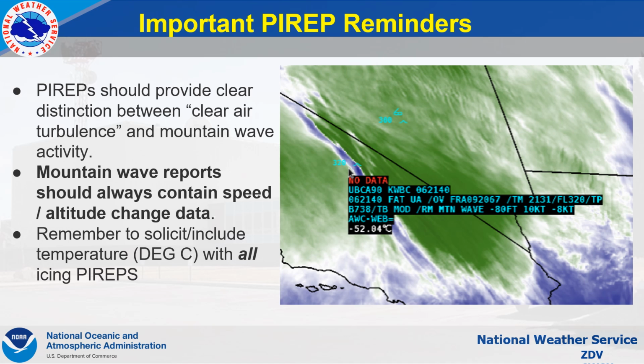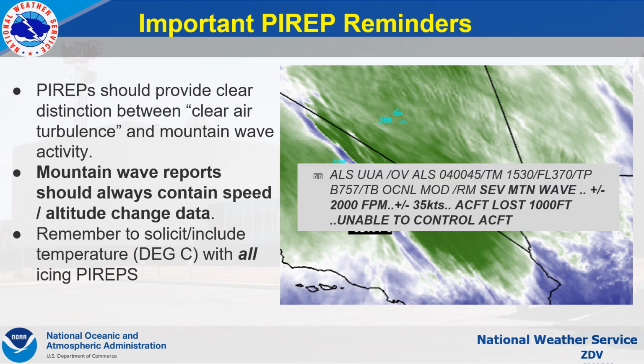Here's a couple examples of some PIREPs on the right hand of your screen. This first one is showing mountain wave activity with a speed and altitude change of 80 feet and 10 knots respectively. As we see, there's that mountain wave distinction in the remarks showing the speed and altitude change. And here's another example of severe mountain wave that occurred over Alamosa from a 757. 2,000 feet per minute updrafts and downdrafts with plus or minus 35 knots in speed change. An aircraft loss of 1,000 feet and unable to control the aircraft. So that is a very good example of severe mountain wave activity.